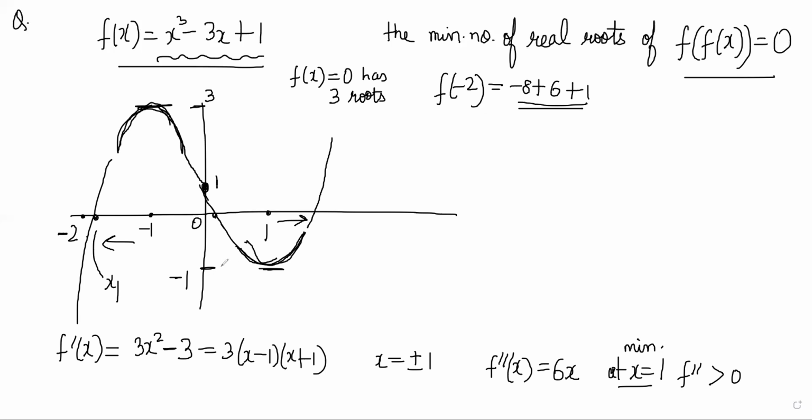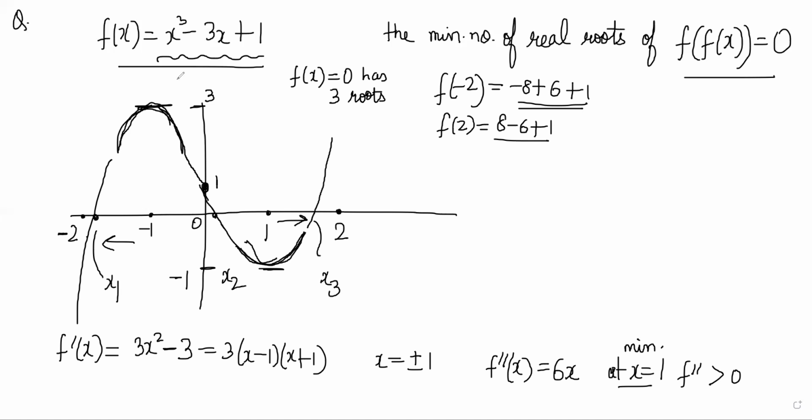And this root is somewhere here, x2, and this root, let's check the value of f of 2. f of 2 is 8 minus 6 plus 1, so it is positive. So that means the root is somewhere here, between 1 and 2, right? Right. Correct.